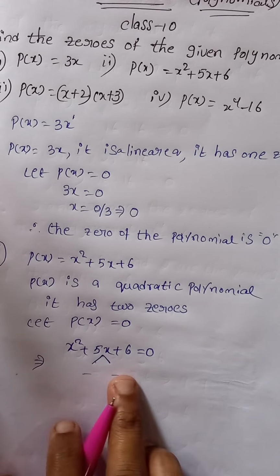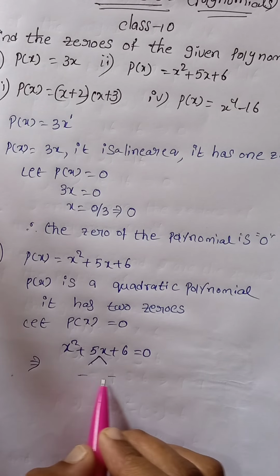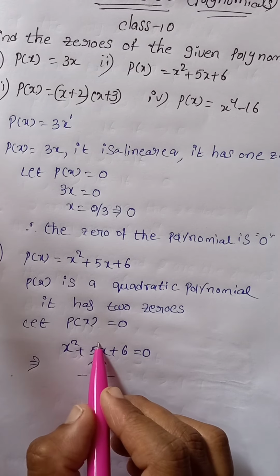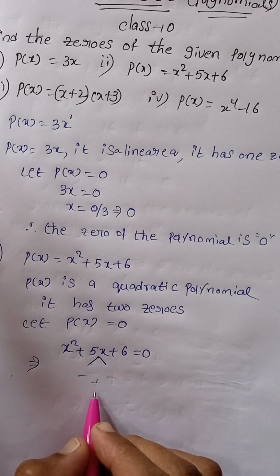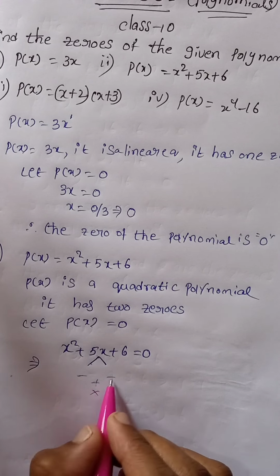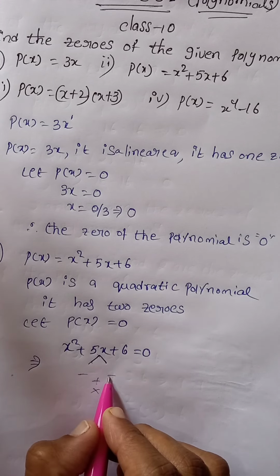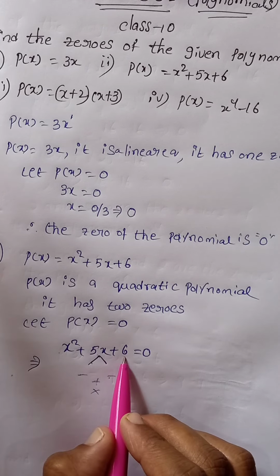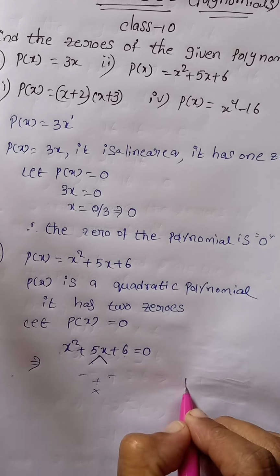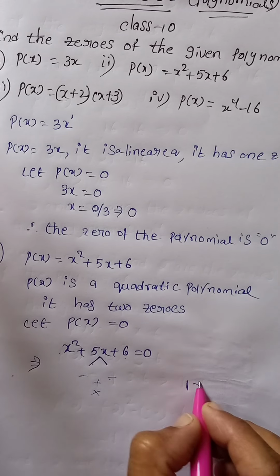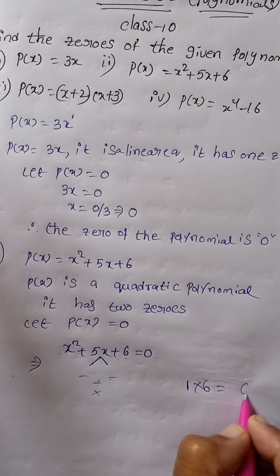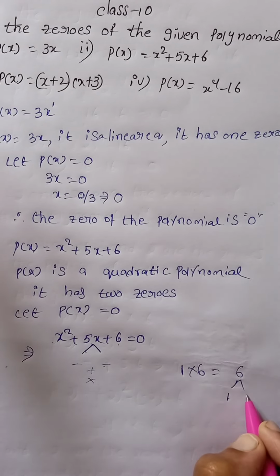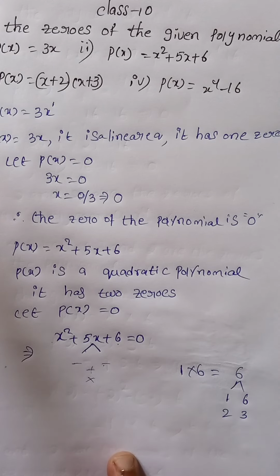How can we find these two terms? If you add these two terms, you have to get this middle term 5x. If you multiply these two terms, you have to get the multiplication of the coefficient of x square and the constant. What is the coefficient of x square? 1. And the constant is 6. 1 into 6 equal to 6. What are the factors of 6? So 1 and 6, 2 and 3.